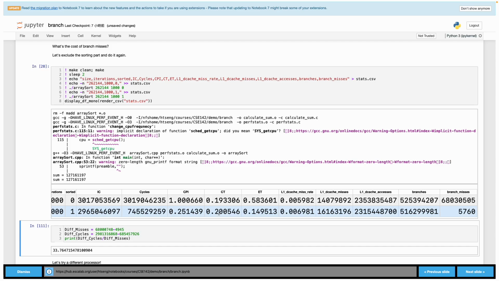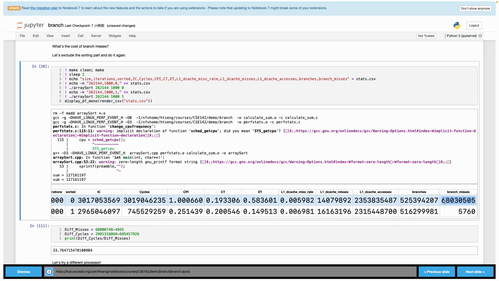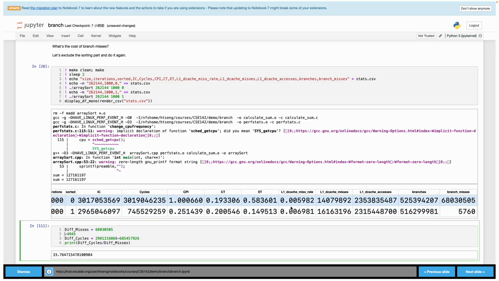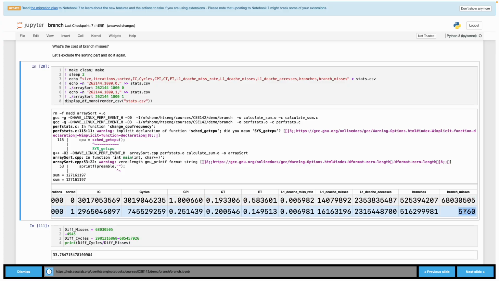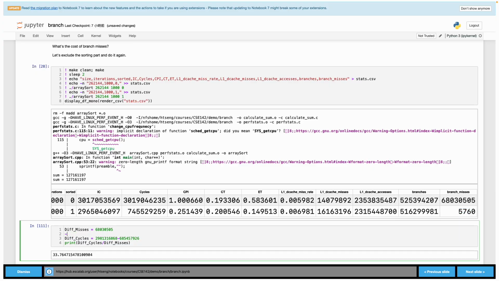First of all, the number of branches is about the same, right? What is really different is the difference in branch mispredictions. So an easy thing to do is, here is the difference in mispredicted branches. Okay, so let's copy this number. And here is the number of mispredicted branches after we sort the data. So this is the diff of misses.